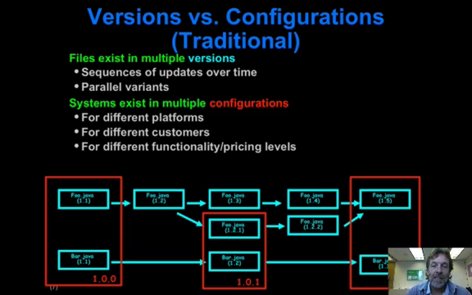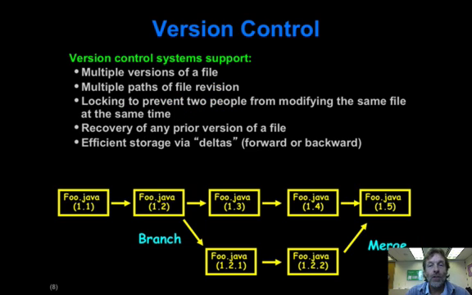Okay, so just to give you a graphical perspective on this, what you can see in this diagram is that we have files that are evolving over time, and then at various points in time we collect together combinations of specific versions of these files to create configurations. Okay, and these configurations can solve the problem of differing requirements of customers or platforms or pricing levels or what have you.